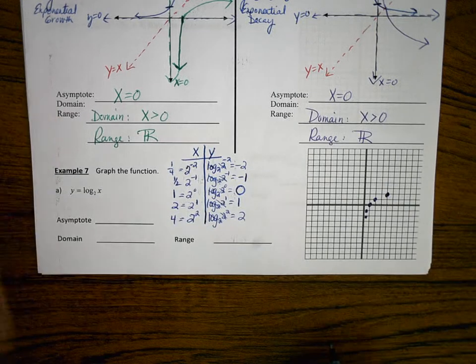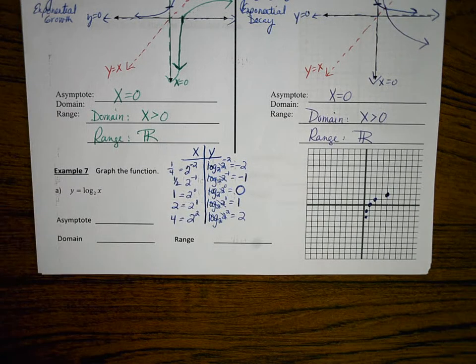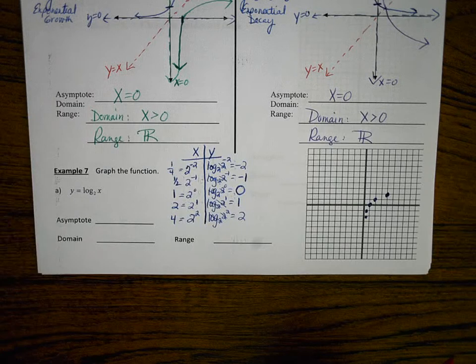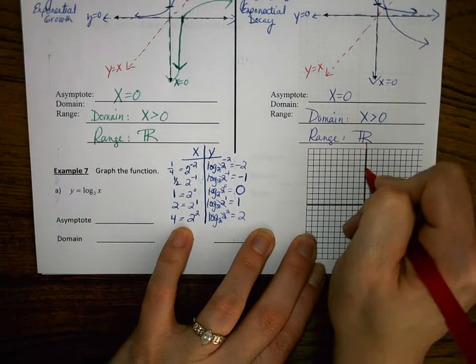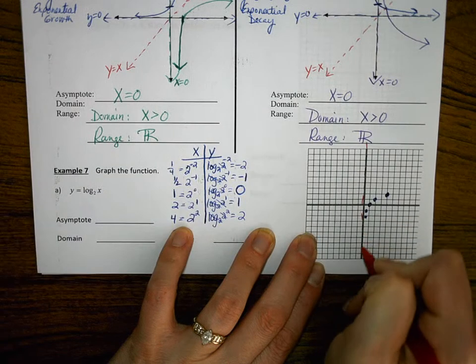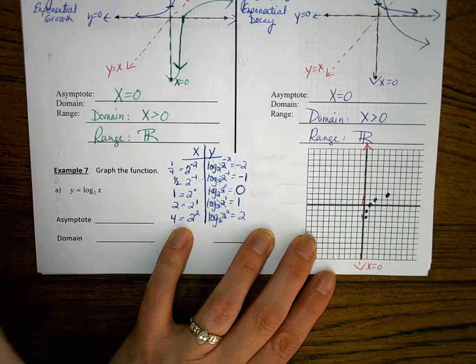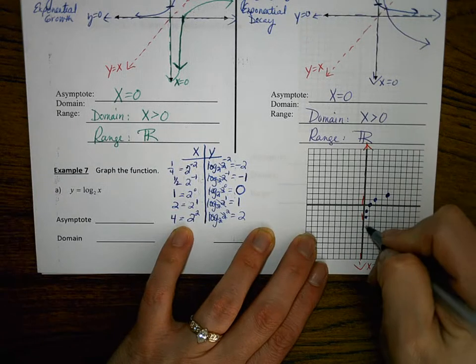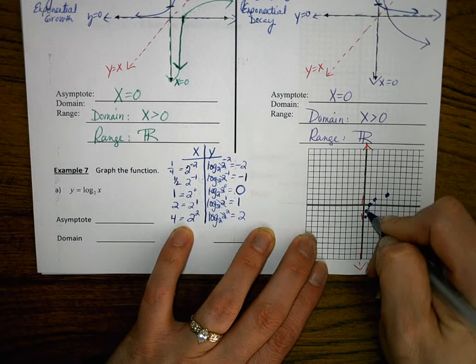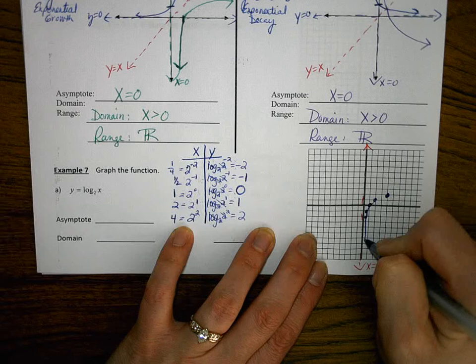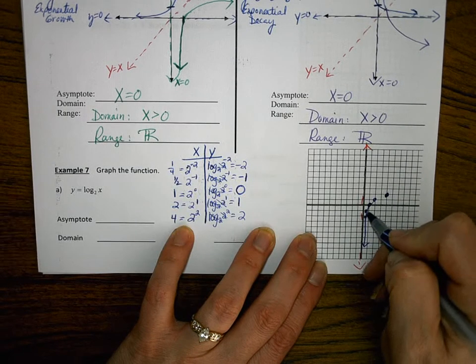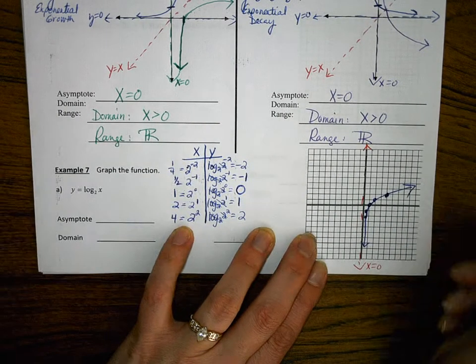Now, is there anything else I should be putting on this graph? Where is my asymptote? X equals 0. That y-axis for my parent function of any log graph is going to be at x equals 0. And notice this graph approaches that y-axis as it approaches -infinity, and then it goes up and to the right.